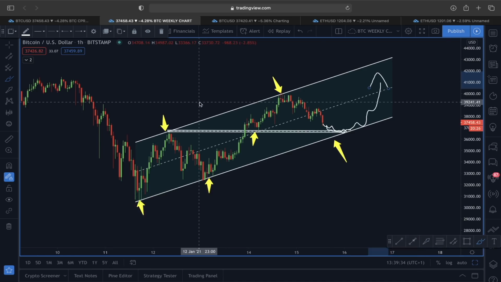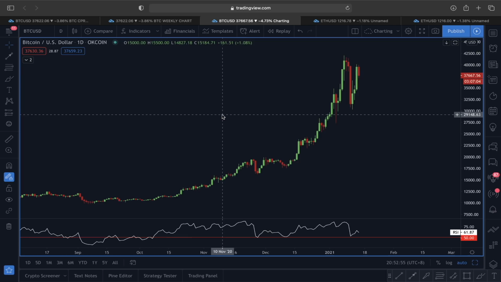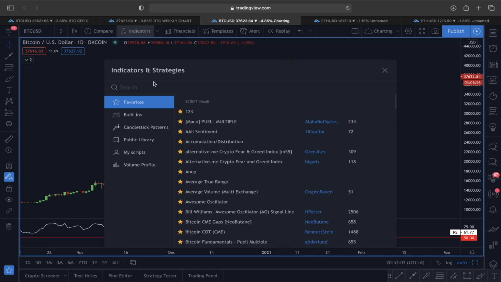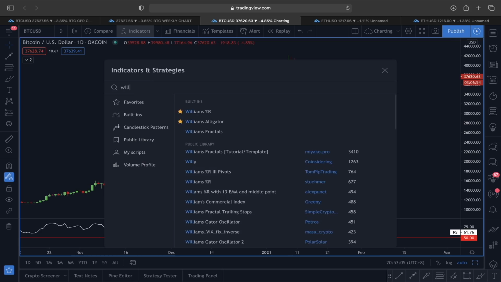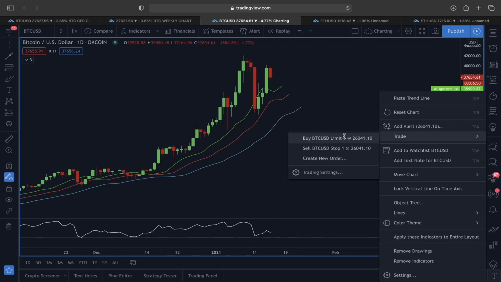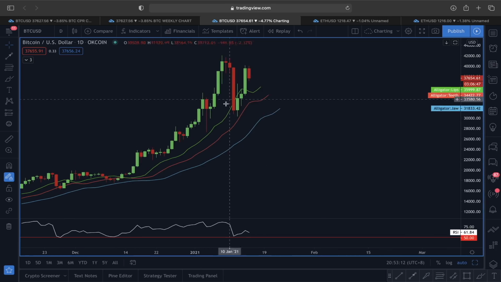So now let's switch the chart. Now if we look at this Bitcoin USD chart in a daily time frame, what we are going to do, guys, is include this Williams Alligator indicator. If we go to the indicator and type Williams, you can see right away the Williams Alligator indicator is what we are using right now. For those who are unaware of it, this green line is the lip of an alligator, the red line is the teeth, and the blue line is the jaw of an alligator.